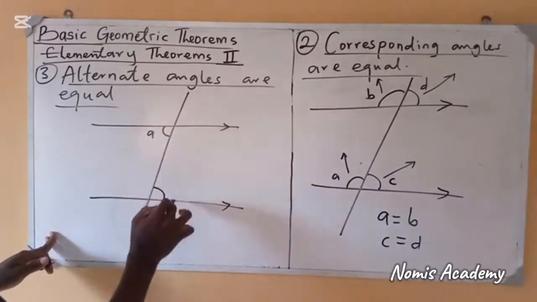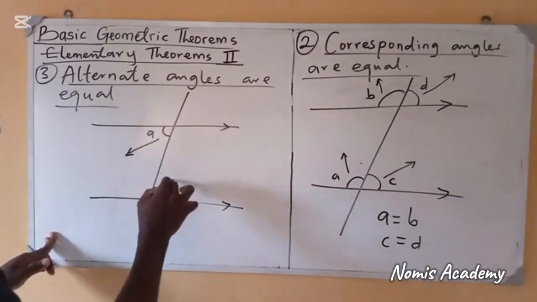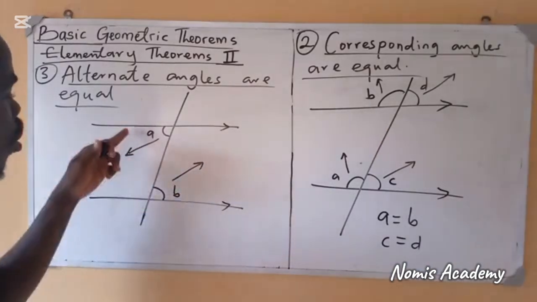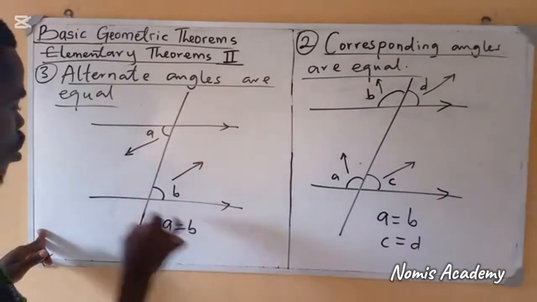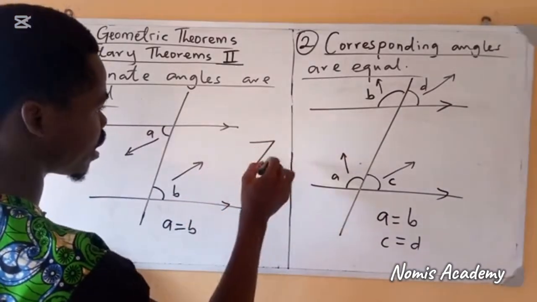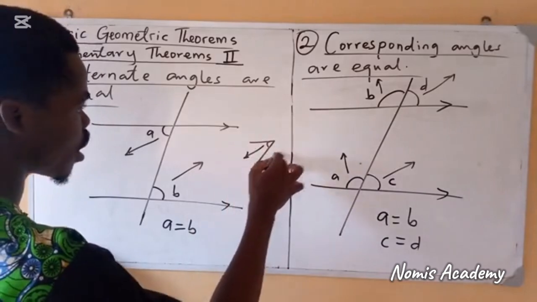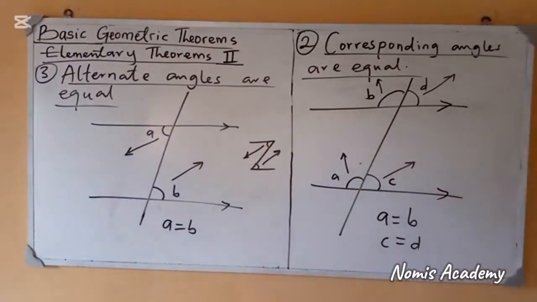We call here A and B. You can see this angle is facing this way and this is facing this way. They are opposite to each other. So these angles are called alternate angles and they are equal. So A is equal to B. You will notice that they form something like letter Z. Like letter Z, this is facing this direction while this is facing this direction. So the two angles are said to be equal.